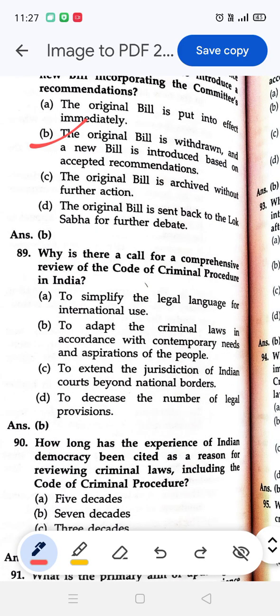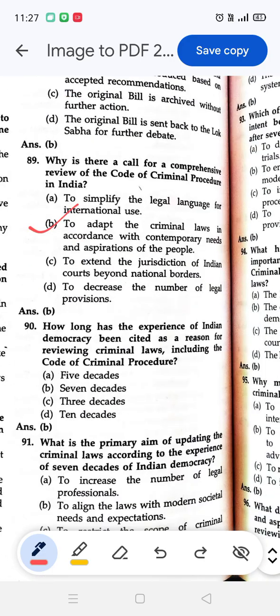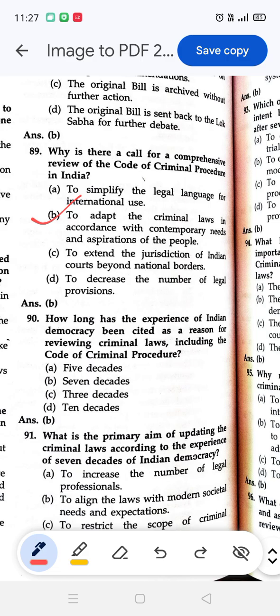Question number 89. Why is there a call for a comprehensive review of the Code of Criminal Procedure in India? So option B is correct. To adapt the criminal laws in accordance with contemporary needs and aspirations of the people. Question number 90. How long has the experience of Indian democracy been cited as a reason for reviewing criminal laws, including the Code of Criminal Procedure? So option B, 7 decades.